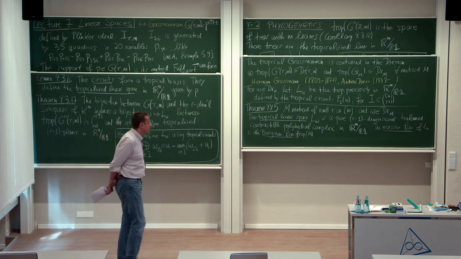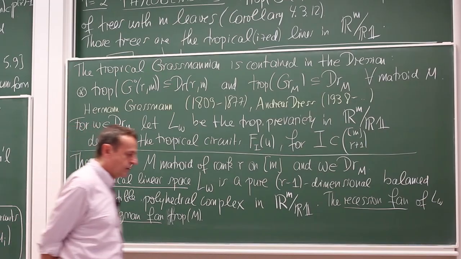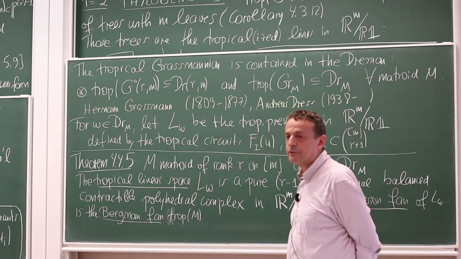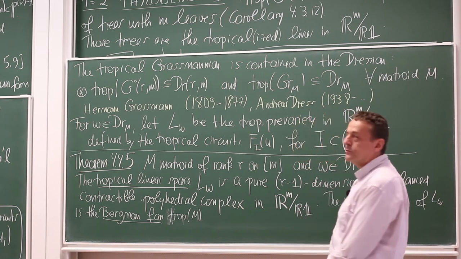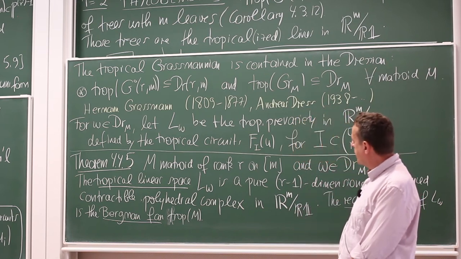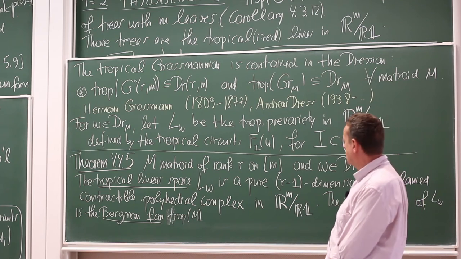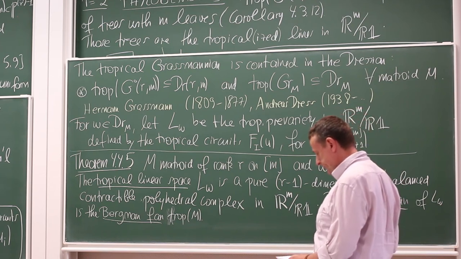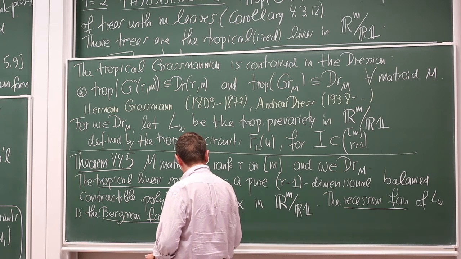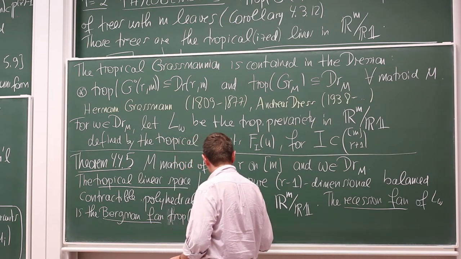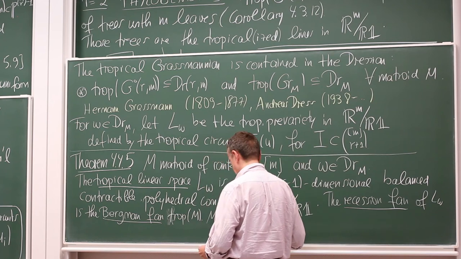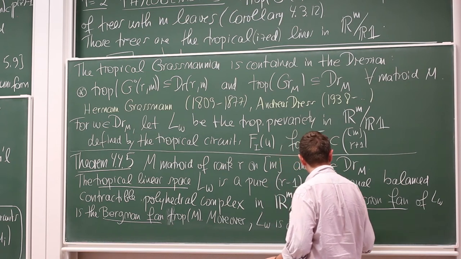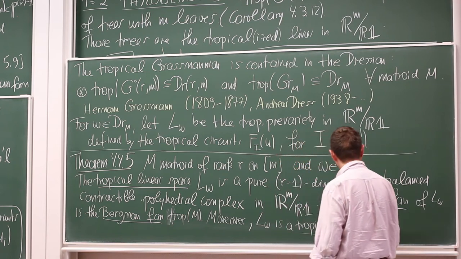This object is also a realization of the cone over the geometric lattice of the matroid. That is another way to think about this. You look at the flag complex of the geometric lattice, and then this is the Bergman fan studied years ago by Ardila and Klivans. And one more part. Moreover, there's yet another way to think about this. LW is a tropical cycle of degree one.